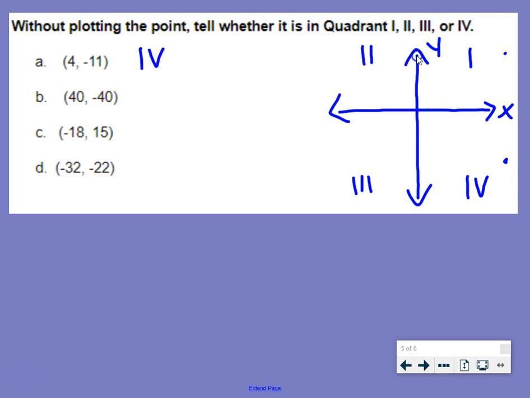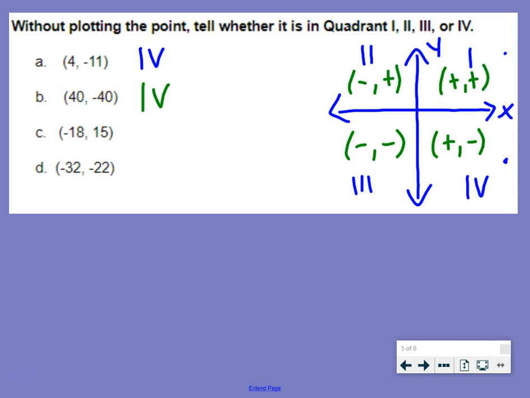Positive x, negative y is going to be quadrant 4. X is positive, y is negative. In quadrant 3, they're both negative. In quadrant 2, only your x is negative, and in quadrant 1, they're both positive. So for C, if we have a negative x and a positive y, that's going to be in quadrant 2. And then D, negative and negative, is going to be quadrant 3.